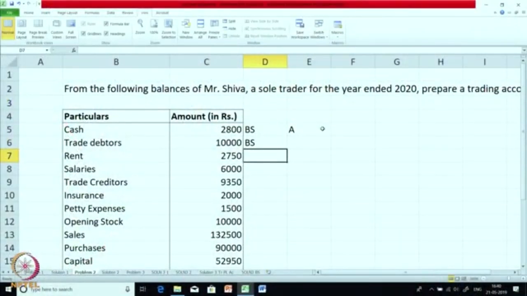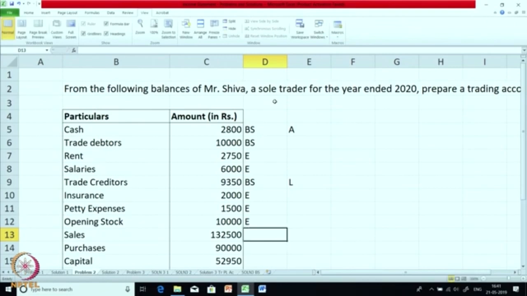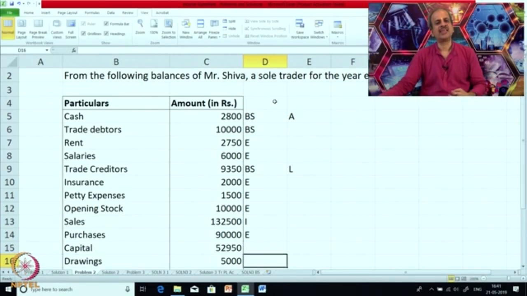Trade debtors, again a balance sheet item. Rent, again a balance sheet item. No, rent is an expense, so you should mark it as E. Salary, again an expense. Trade creditors, balance sheet item. You know it is a liability, you can mark it as L if you are keen. Insurance, it is an expense. Petty expenses, of course, are expenses. Opening stock, this is last year's stock which we are going to use now, so it becomes an expense item for us. Sales, sales is an income item. Purchases, expense item.